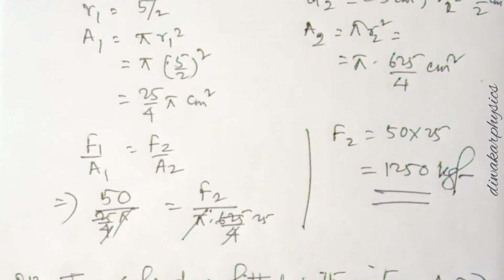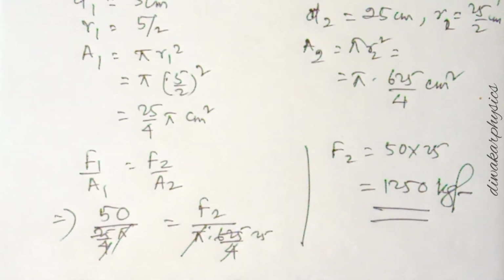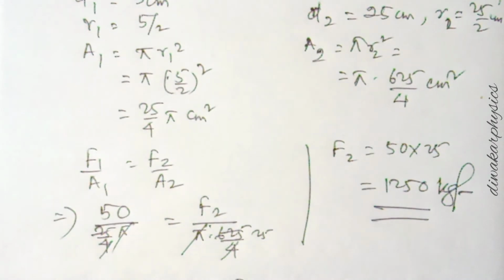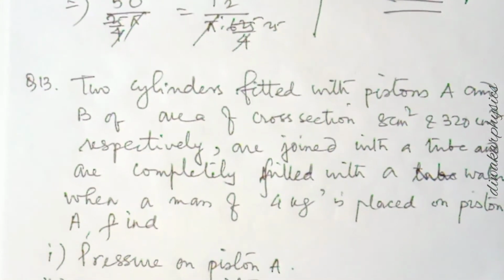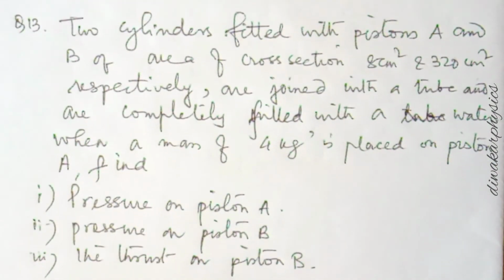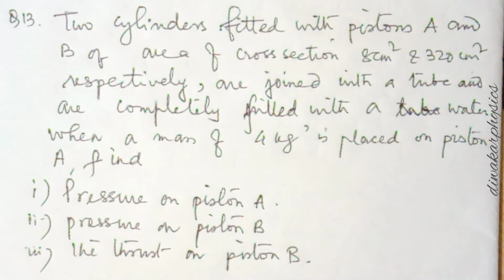So here also diameters are given, find the radius, find the area, then use the Pascal's law formula. Okay, then next we will go to question number 13. So question number 13 is like this: two cylinders fitted with pistons A and B of area of cross section given, and these cylinders are joined with a tube and are completely filled with water.